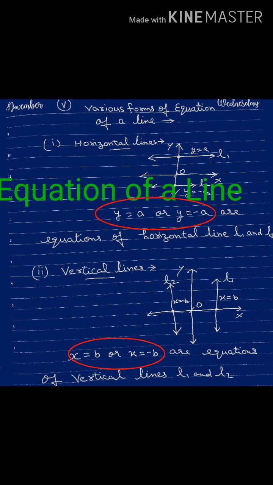Come to our next topic, equation of a line. First point is horizontal line. When line is horizontal, then equation of line is given by y is equal to a or y is equal to -a as shown in circle. If lines are vertical, then it may be x equal to plus minus b as shown in circle.